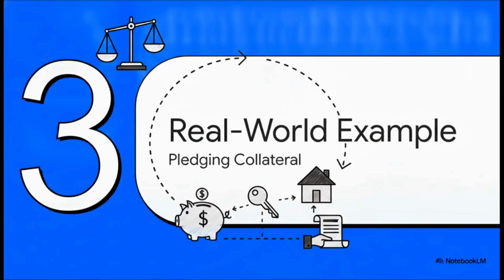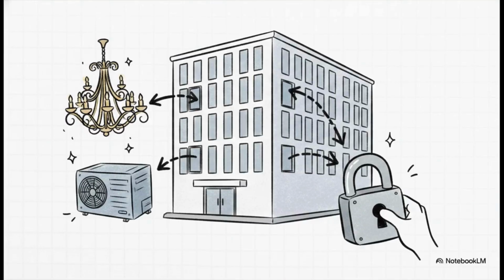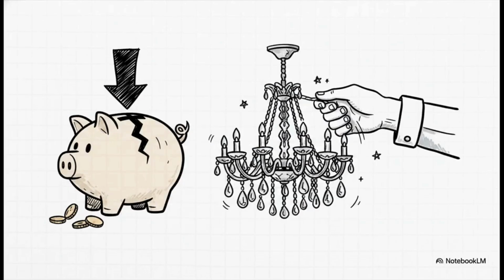Part 3, a real-world example. Imagine a scenario where a borrower pledges real estate as collateral for a loan, but that specific building includes valuable, readily removable fixtures. We're talking about things like custom chandeliers, commercial refrigerators, or high-end detached appliances. The lender needs a reliable way to secure their interest in those specific, movable items completely separate from the building itself. This is where the UCC-1 filing steps in as a safety net for the lender.